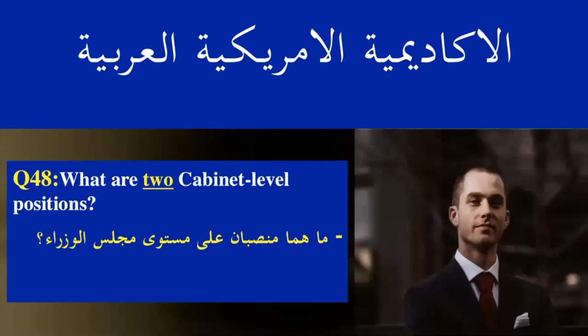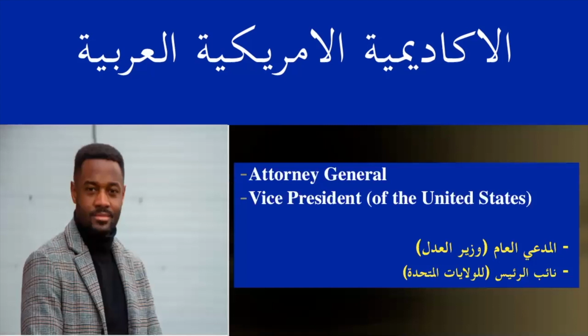السؤال الآخر، سؤال 48. What are two cabinet level positions? ما هما منصبان على مستوى مجلس الوزراء؟ الإجابة: Attorney General, Vice President، ممكن تقول of the United States أو فقط Vice President. المدعي العام أو وزير العدل أو نائب رئيس.